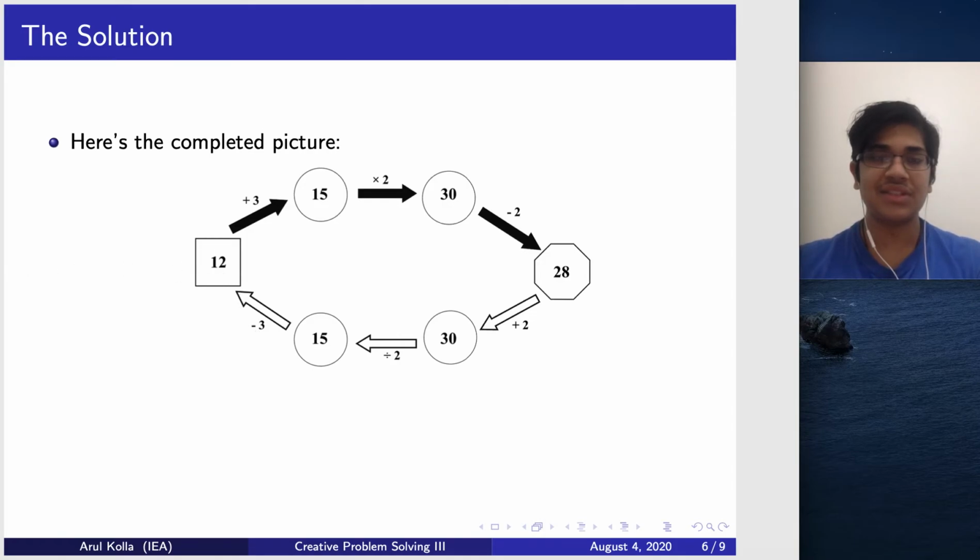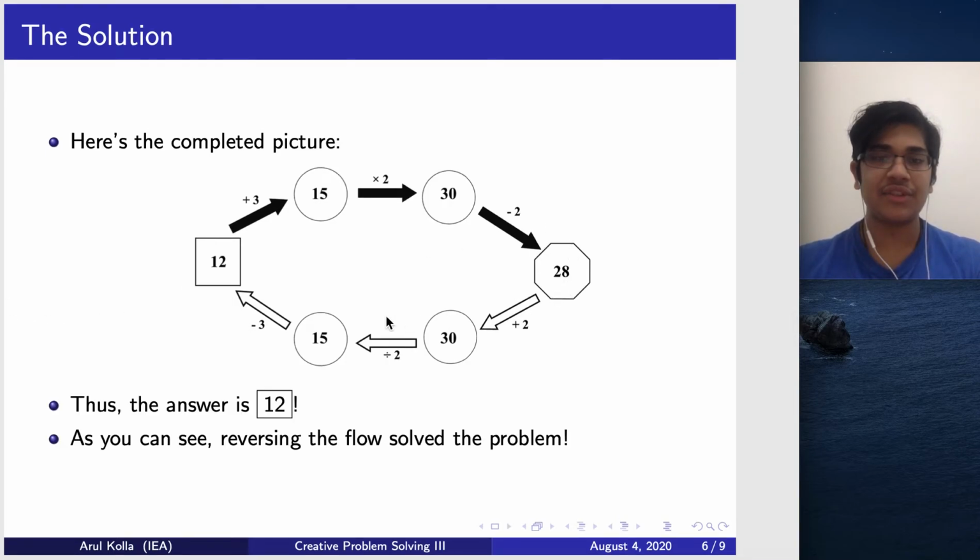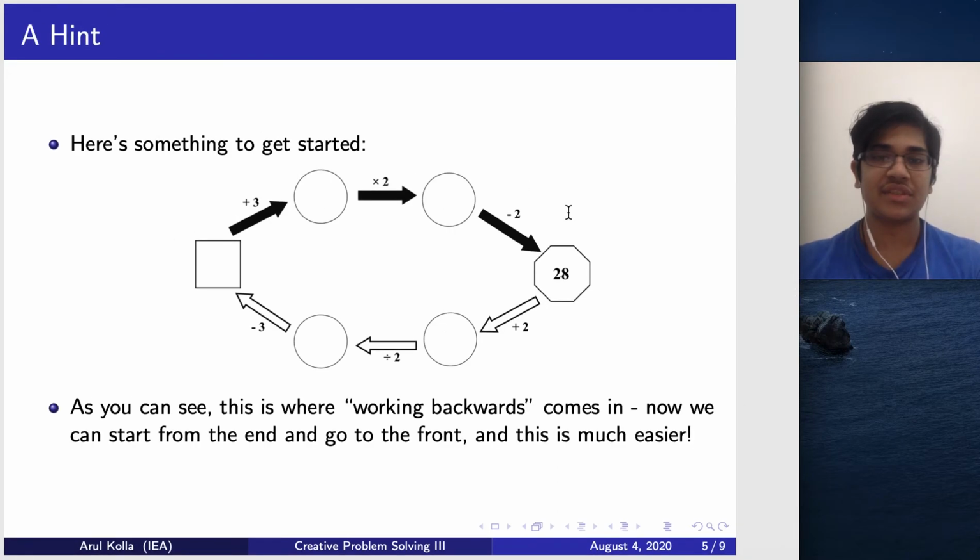But you can see that this bottom portion could be solved by working forwards. So if we reverse the flow in the bottom section, starting from 28, we can just follow the arrows to get 12. And as a reminder, here's the picture. You have this 28, so you can just follow the white arrows and get 12 over here, right? 28 plus 2 is 30, 30 divided by 2 is 15, 15 minus 3 is 12. And this makes the problem much simpler. Instead of trying to reverse engineer the problem, just reverse the problem, and then you can engineer the solution.